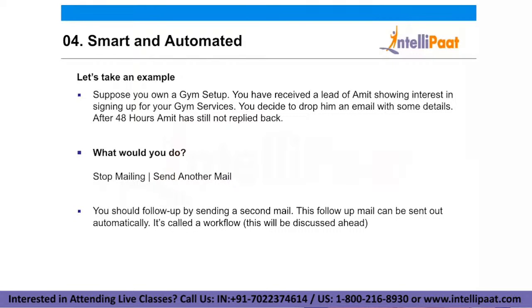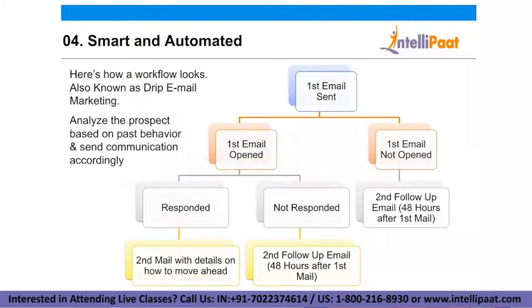You must have observed, you subscribe to some newsletter and you get an automated mail a month or a week later. This is again the drip campaign, like I spoke about earlier. First email is sent. If it's opened, if they respond, then the second mail goes with details on how to move ahead. If they don't respond, then send them a follow-up mail after a few hours. So you can create multiple such trees, and there are a bunch of tools available for setting up automated mails. We'll speak about it as we proceed.